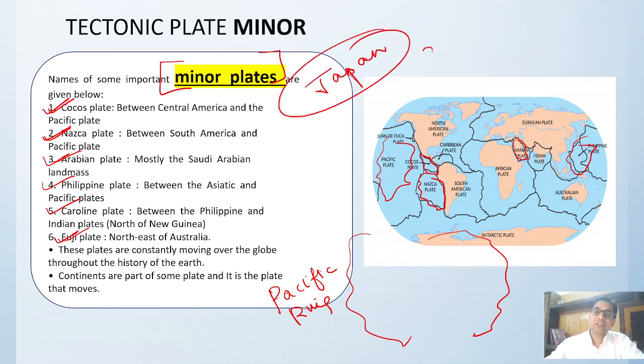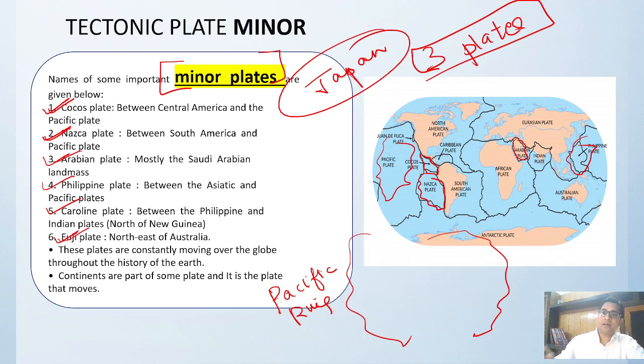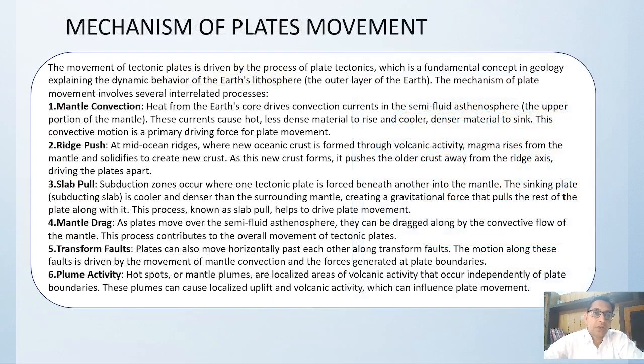Because of that, people ask why Japan is getting a lot of earthquakes and tsunamis. Japan is situated over three plates, and one is a transform boundary, one is divergent, and one is convergent. Because of that, Japan every day gets smaller tsunamis and earthquakes, or sometimes major earthquakes. Now, what is the mechanism of plate movement?